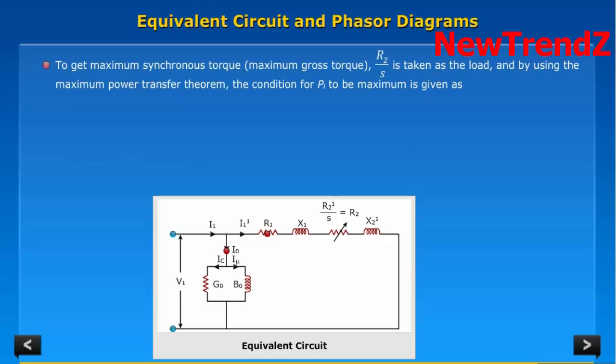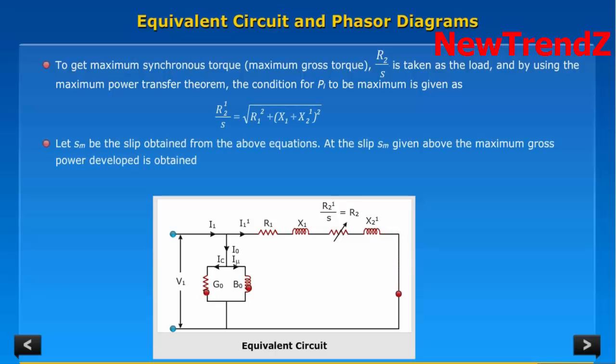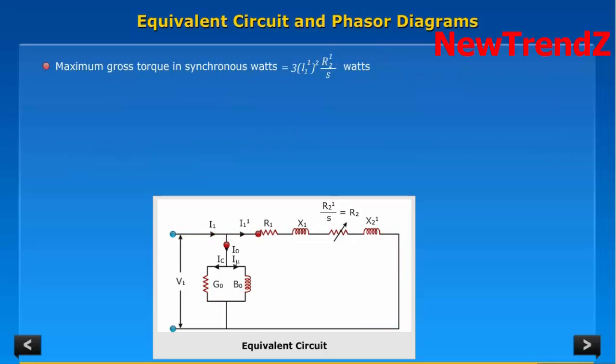To get maximum synchronous torque, or maximum gross torque, R2 by s is taken as the load. By using the maximum power transfer theorem, the condition for Pi to be maximum is given as shown. Let Sm be the slip obtained from the above equation. At the slip Sm given above, the maximum gross power is developed. Maximum gross torque in synchronous watts.